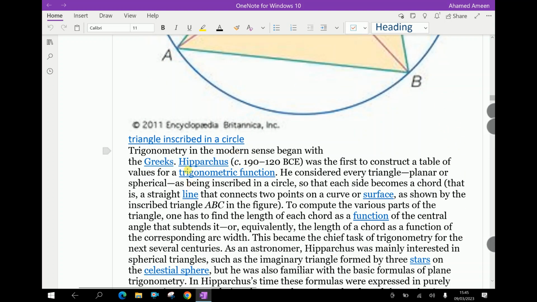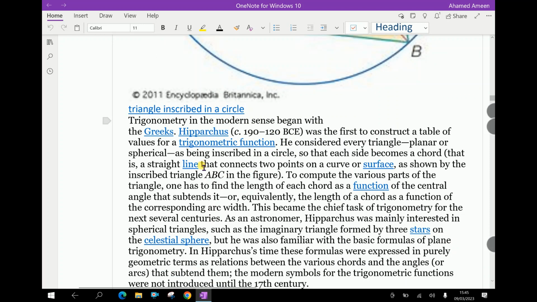Triangle inscribed in a circle. Trigonometry in the modern sense began with the Greeks. Hipparchus was the first to construct a table of values for trigonometric functions. He considered every triangle, planar or spherical, as being inscribed in a circle so that each side becomes a chord, that is a straight line that connects 2 points on a curve or a surface, as shown in the inscribed triangle in a circle.